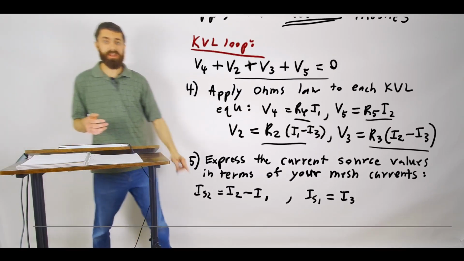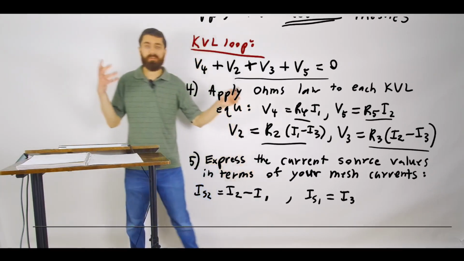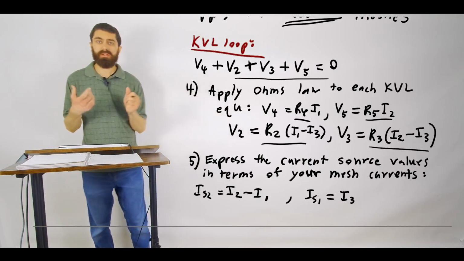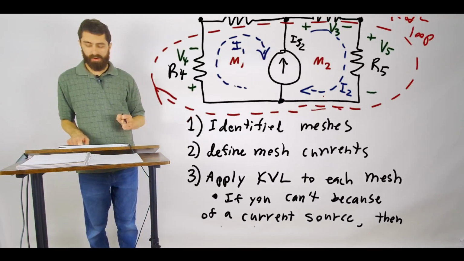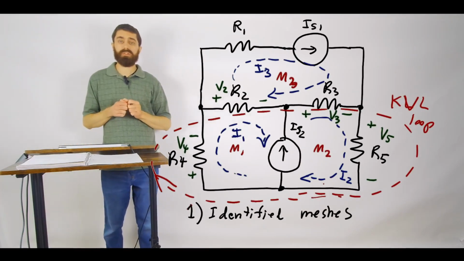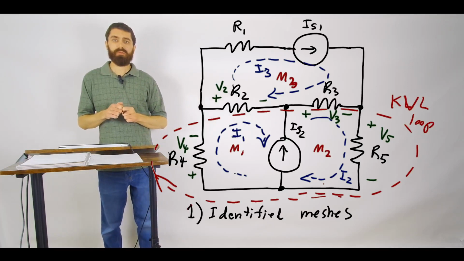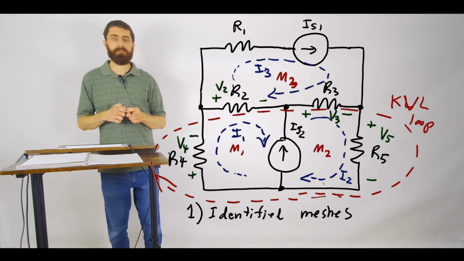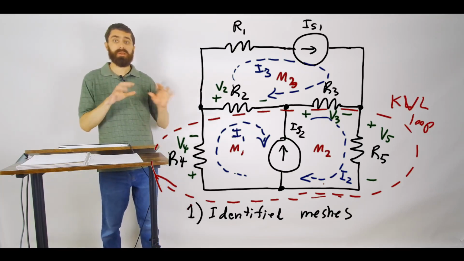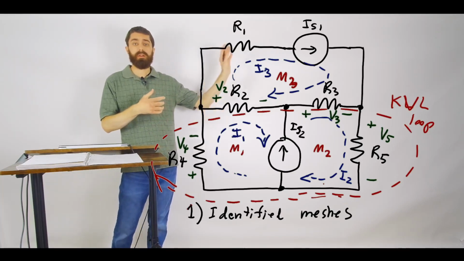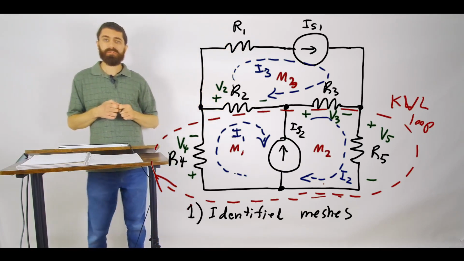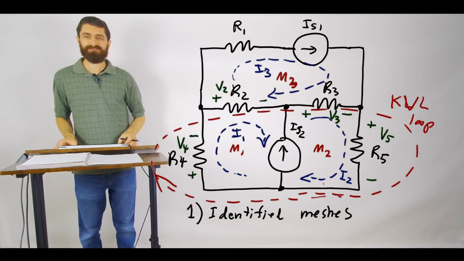So now you can see how we have three equations, three unknowns. You can basically simplify these equations, put them in a matrix, and solve for all of your mesh currents. And then that can allow you to solve for all the voltages as well. So that gives you just a different idea of how to solve a circuit with mesh analysis when you have current sources. So I hope that was helpful, and I will see you in the next video.